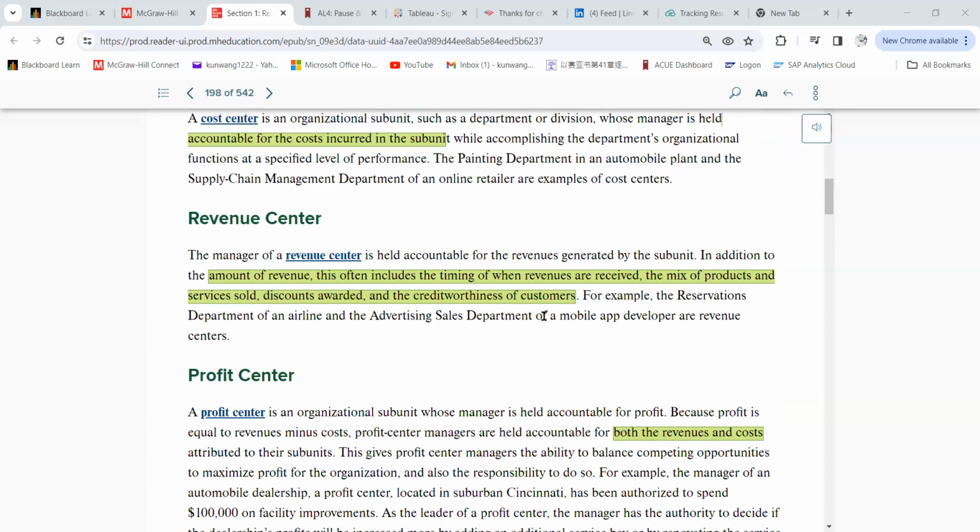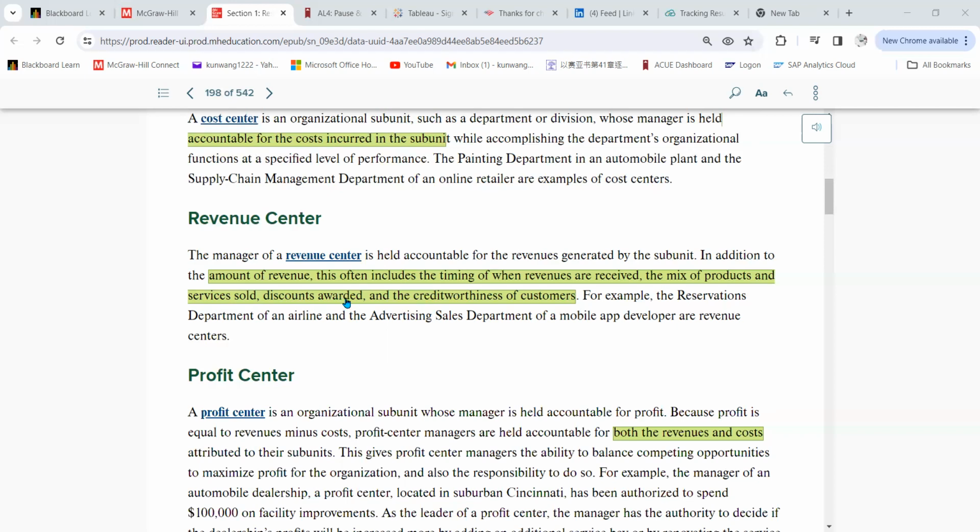Then we have the revenue center, which is the opposite of the cost center. The revenue centers are mostly your marketing and sales functions. They are held responsible for the revenue generated from the customers, but they normally don't really make the products or provide the service. So they are the advertising people, promoting the sales to customers.